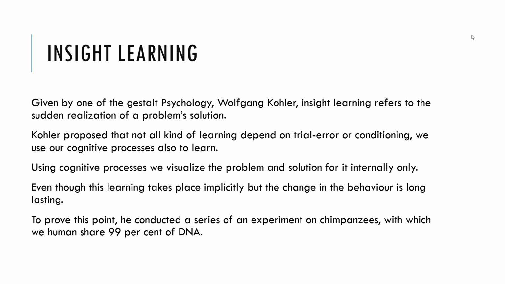Kohler proposed that not all kinds of learning depend on trial, error, or conditioning. We use our cognitive processes also to learn. Using cognitive processes, we visualize the problem and its solution internally. Even though this learning takes place implicitly, the change in behavior is long lasting. To prove this point, he conducted a series of experiments on chimpanzees, with which humans share 99% of DNA.